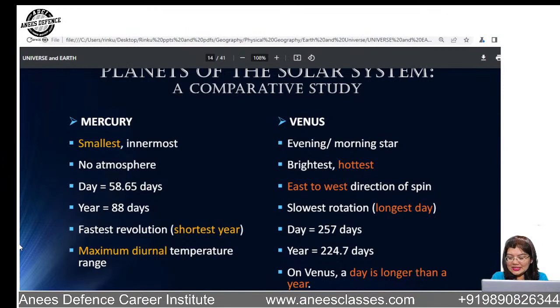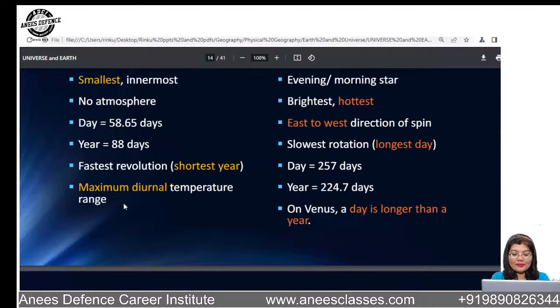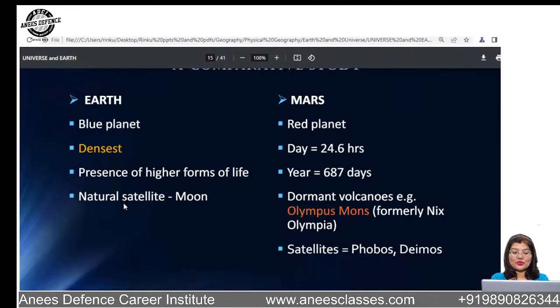And so these facts together will make up Venus. Venus happens to be brightest, hottest. Please remember the reason why it happens to be the hottest of all planets, and the fact that it has a different direction of spin, and the fact that also on Venus a day is longer than a year. Which brings us to Earth.